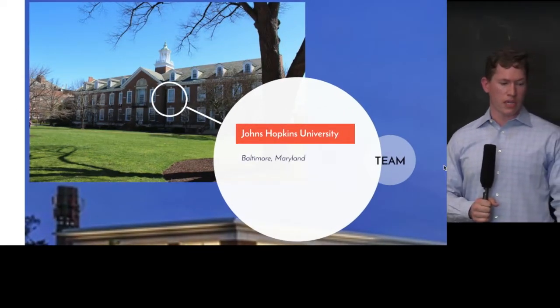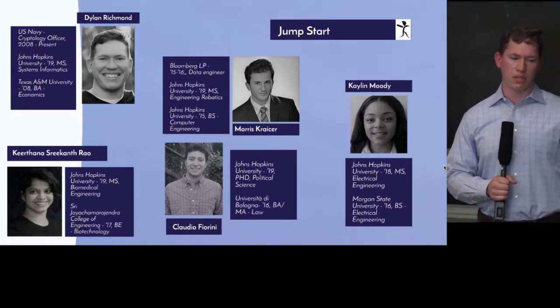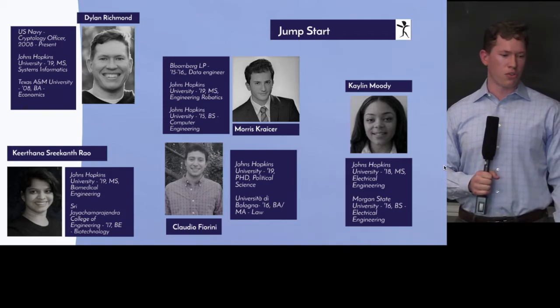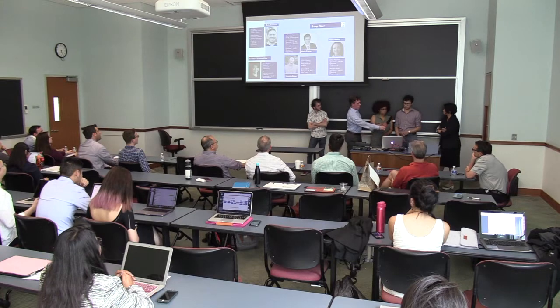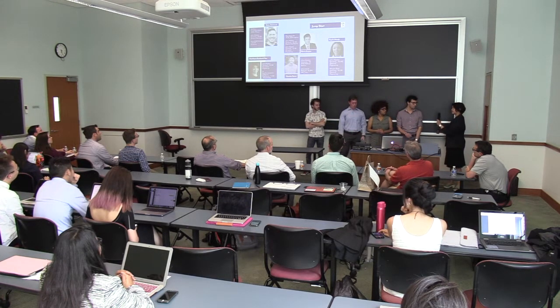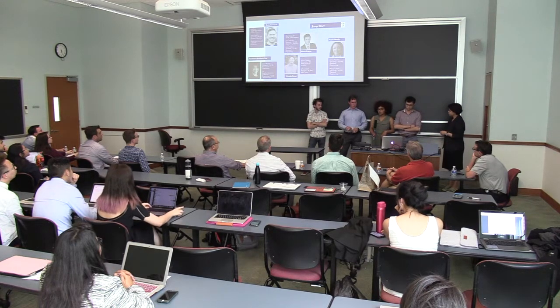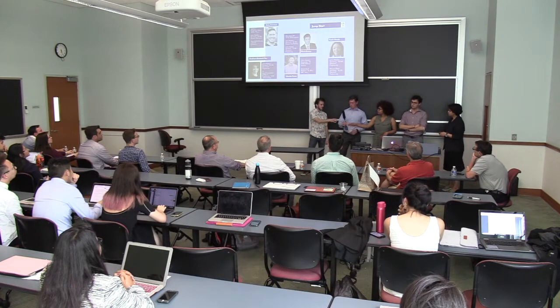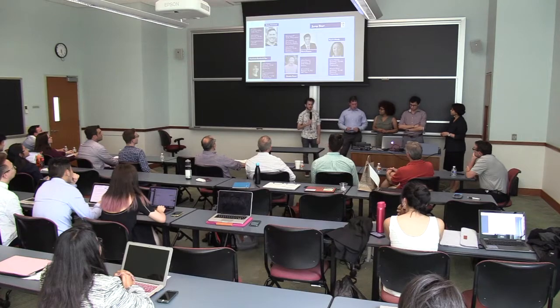So we're Team Jumpstart here at Johns Hopkins University. My name is Dylan Richmond. I am a graduate student at the Information Security Institute. Hi, I'm Keerthana. I'm a master's student in biomedical engineering here. Hi, I'm Claudio, and I'm a PhD student in the political science department. Hi, I'm Kaylin. I'm a master's student in the electrical computer engineering department. Hi, I'm Kraicer, and I'm a master's student in robotics here at Hopkins.